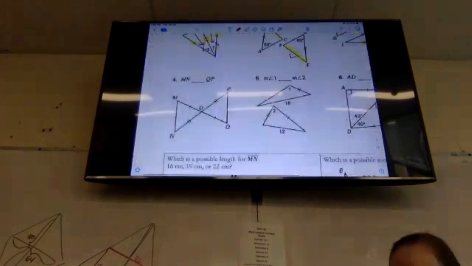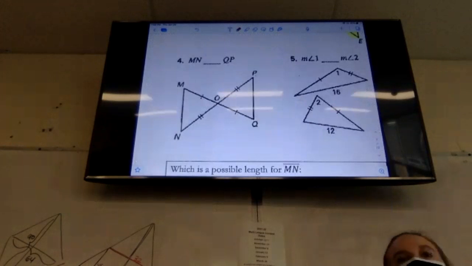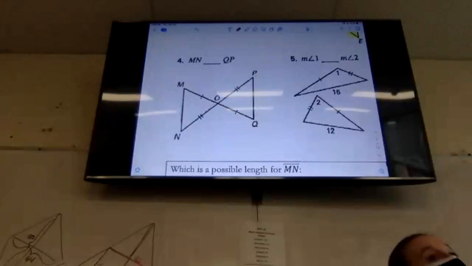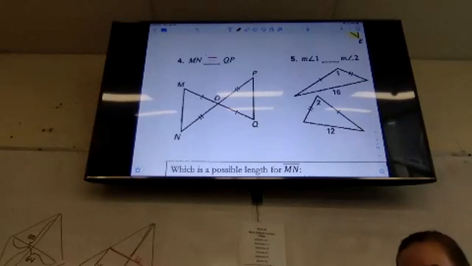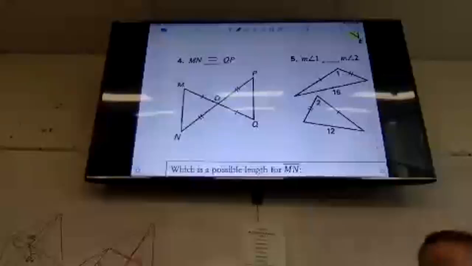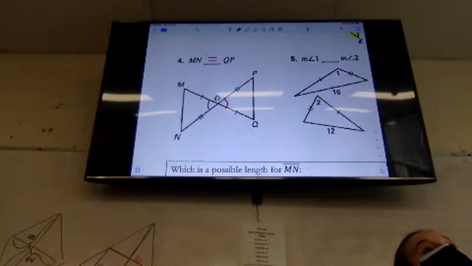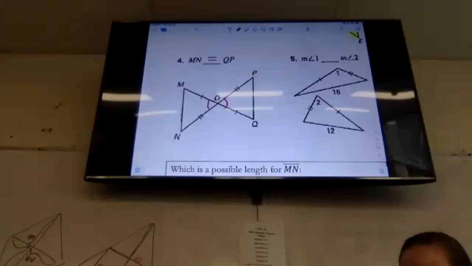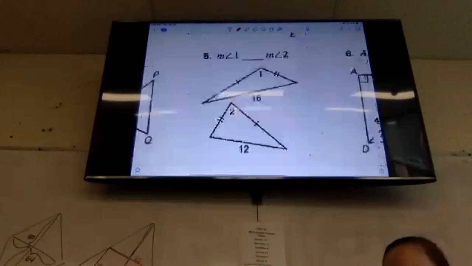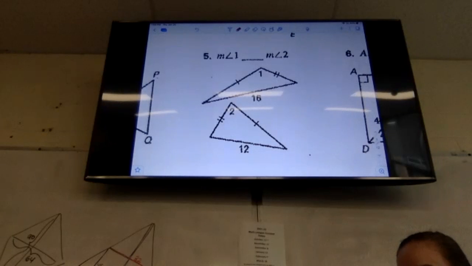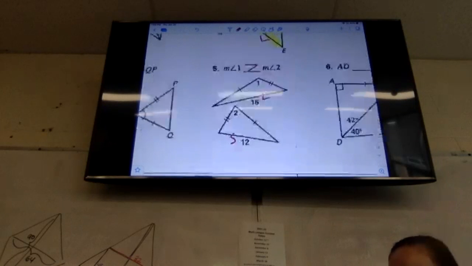What about number 4? Those are equal too. Why are those equal? Say again, Quinn. Vertical angles are congruent. Good. You guys didn't forget anything. You guys are killing it. What about number 5? 1 is what? Bigger. 1 is greater than. That's larger. 16 is larger than 12. So 1 is bigger than 2.